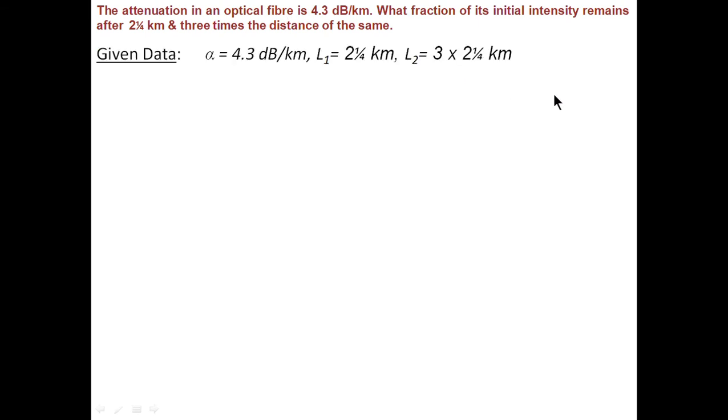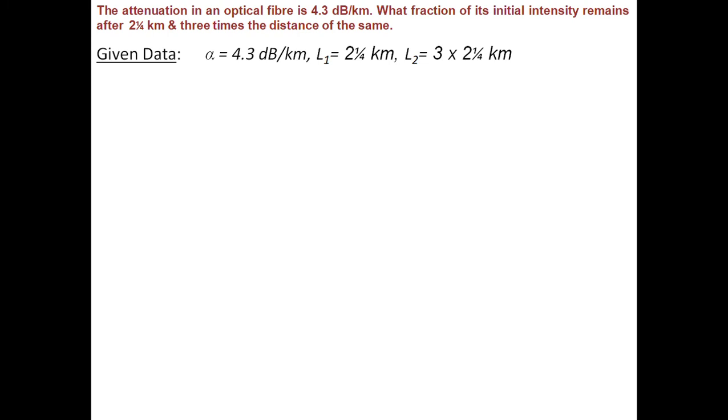For that, we can write down the given data. Alpha is given. Alpha is known. It is the coefficient of attenuation, or attenuation coefficient, which is 4.3 dB per kilometer. Now this is the intrinsic property of the optical fiber. You have to find what fraction of the initial intensity, that is the input power that you put in, remains after 2/4 kilometer and 3 times 2/4 kilometer. That is nothing but 6/3 kilometer, or 6 kilometers and 3/4 of a kilometer.